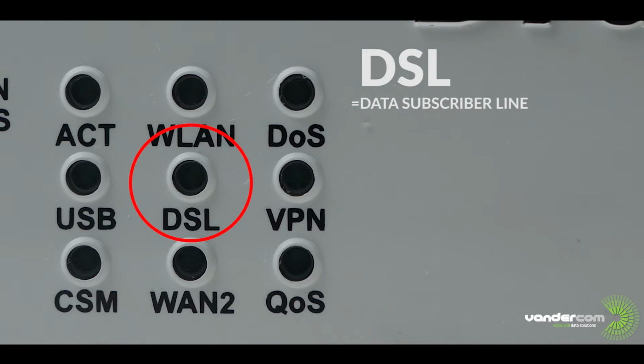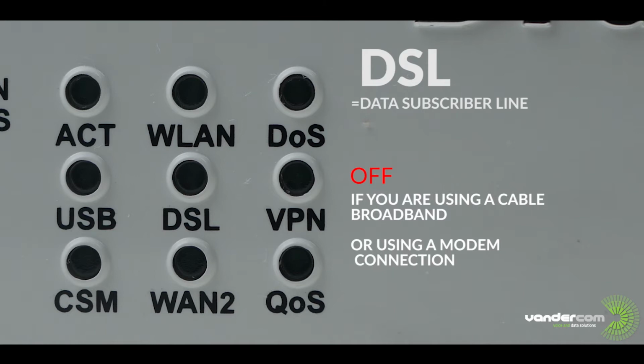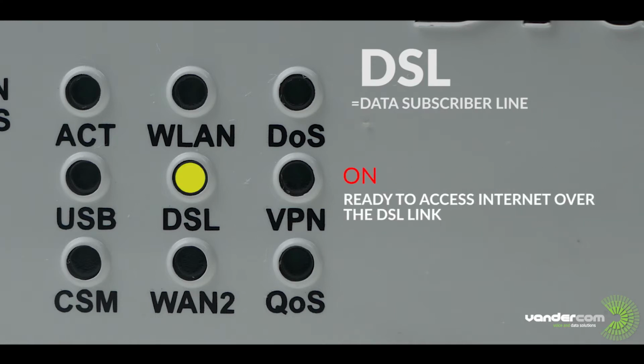DSL is Data Subscriber Line. This light operates if you are using your router with a DSL broadband connection. If you have a cable broadband or are using a modem, this light will be off. When this light is on, the router is ready to access the internet over the DSL link.